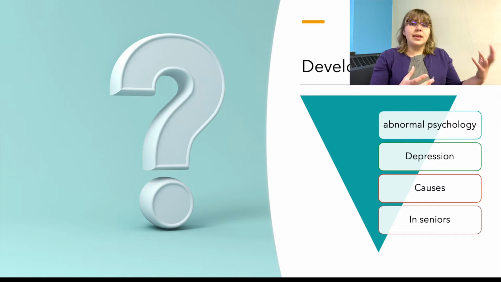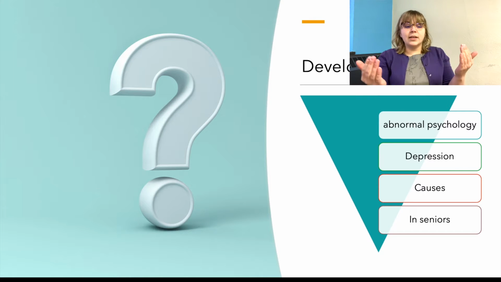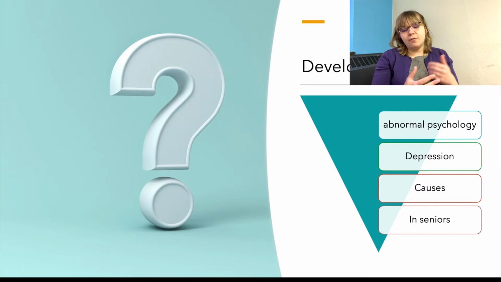And then even within that, we can narrow it down even further, and I put in seniors. So now we have our topic of abnormal psychology, then we have depression, then causes, then in seniors. So we're looking for causes of depression in seniors. And that's just one way the upside down triangle to develop research topics might work.